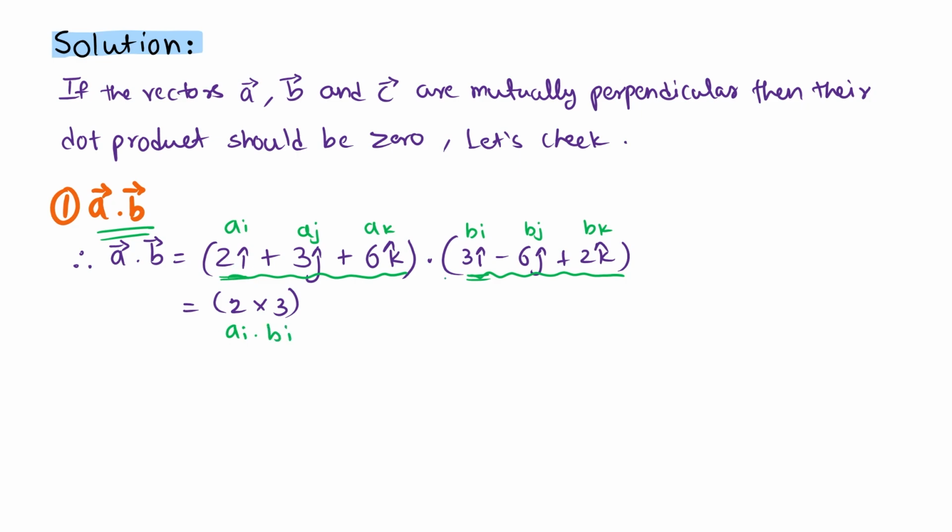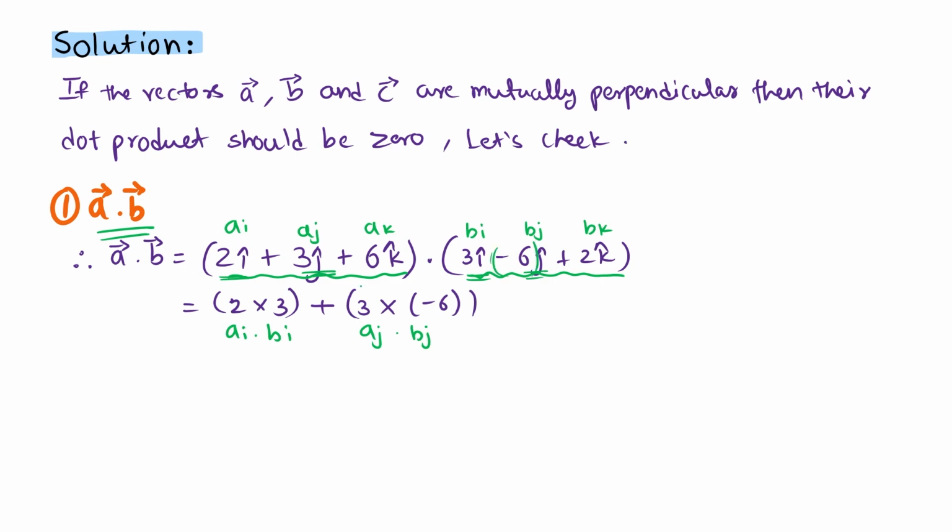So that is 2 into 3, and this is a scalar product, so इसके अंदर vector नहीं आएगा, so we don't need to worry about i. The second non-zero term would be when we multiply the j component of the first vector with the j component of the second vector, that is a_j dot b_j. Okay, so that will be 3 into minus 6 because minus 6 is the component.